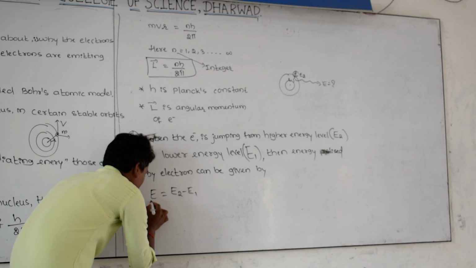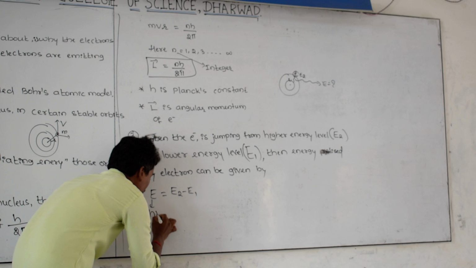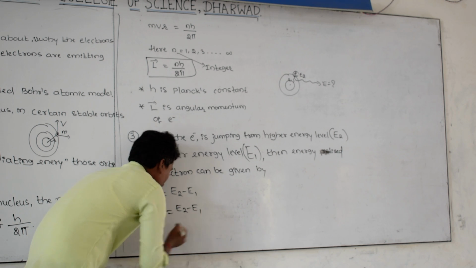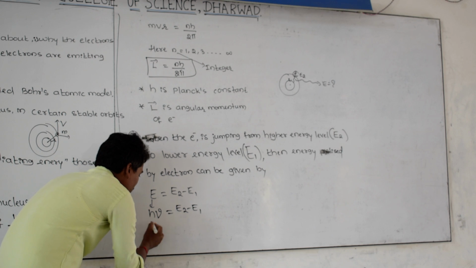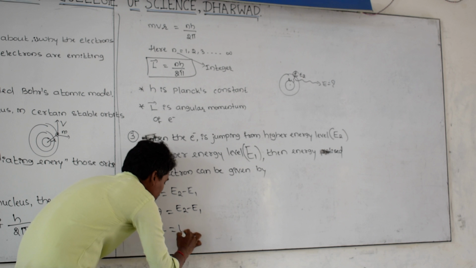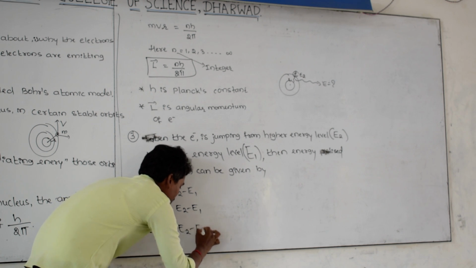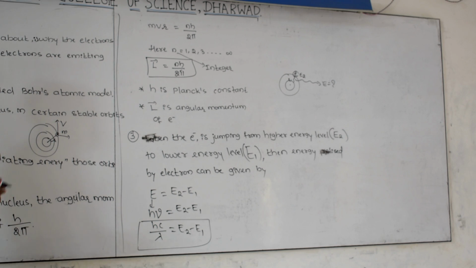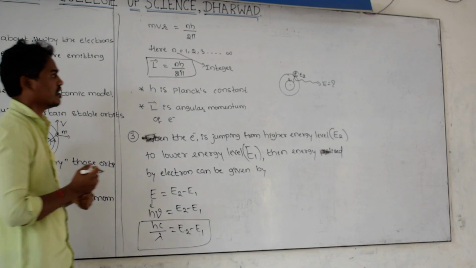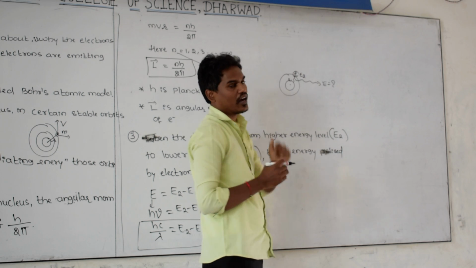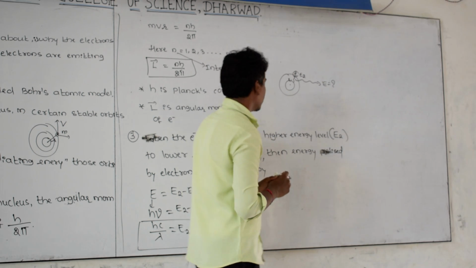Here E can also be written as h into nu. This is equal to E2 minus E1. For further simplification, nu can be written as c by lambda, so c by lambda is equal to E2 minus E1. By using this formula, you can find out how much energy is released by this electron whenever it is jumping from a higher energy state to a lower energy state.